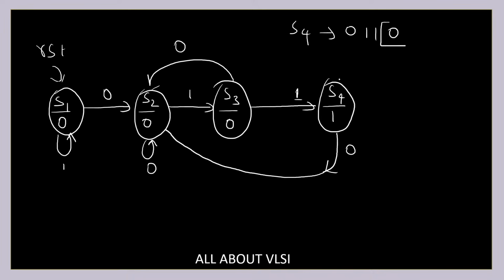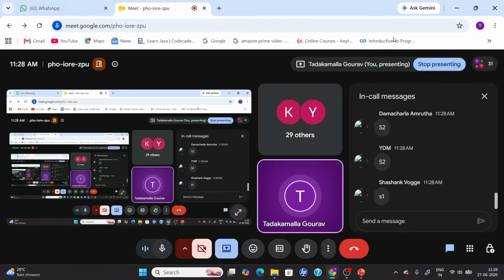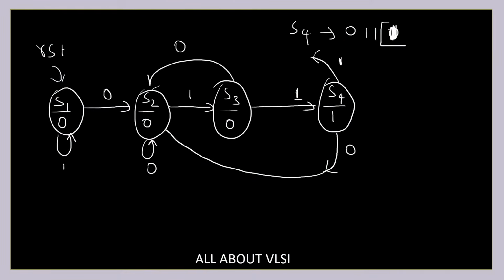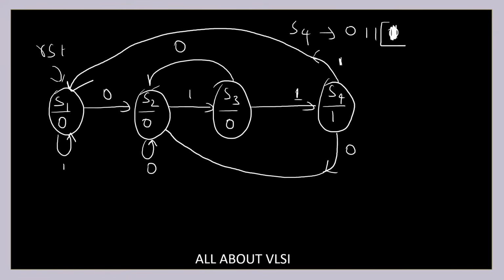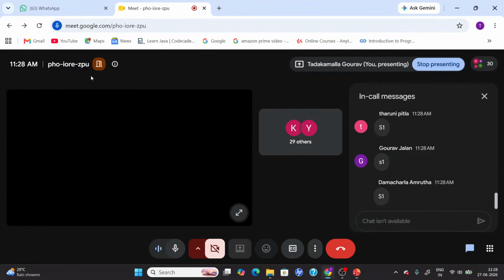Now let's say your input is equal to 1. So instead of 0, if you got 1, what should be our next state? Yes, exactly. Correct. So I'm going to S1 state. Is it clear? So this is how I'm going to develop a Moore 011 sequence detection. Is it clear for everyone? Anyone having any queries in this?